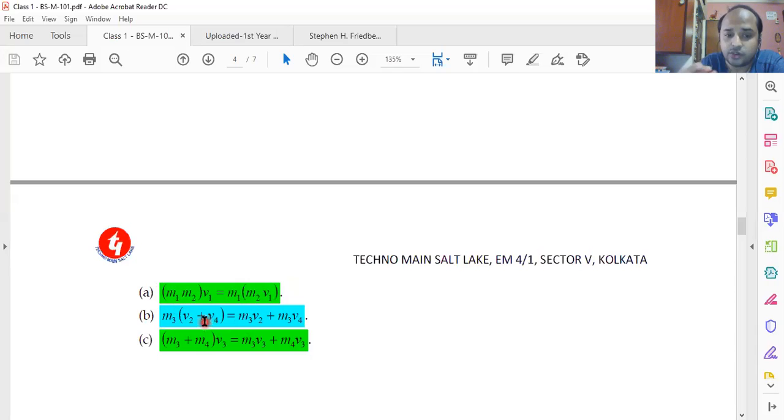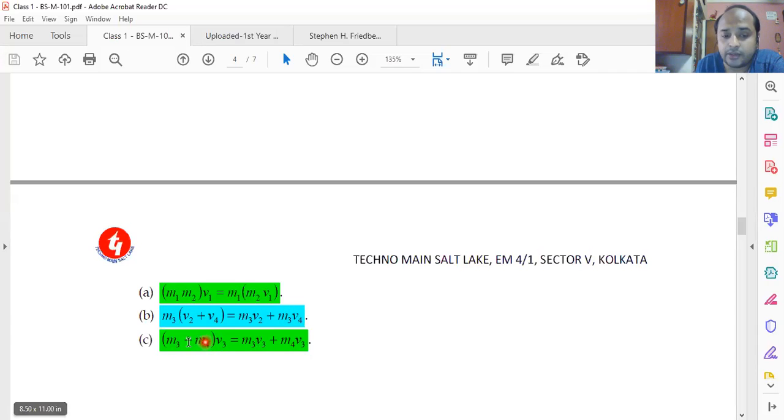So we can take any two velocities. I am taking v2 and v4, without any loss of generality. So v2 and v4 are getting added and multiplied by the mass m3. We can write it as m3 v2 plus m3 v4. This is a vector quantity, because this is a vector and that is a vector.